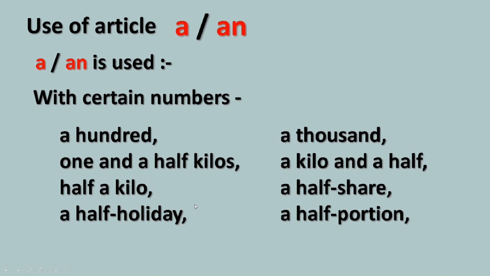Use of article a or an with certain numbers. See the first examples: a hundred, a thousand, a half full day, a half portion, a half share. Now see 1.5 kilos: a kilo and a half. We cannot say a half kilo. A half kilo is not used in the English language. This is a very important example. Half a kilo, we cannot say a half kilo.